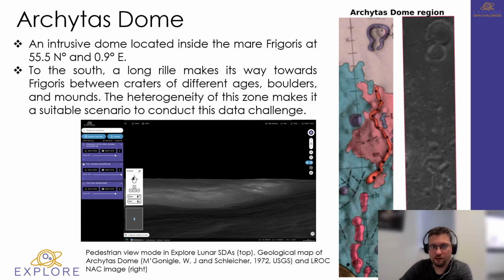So the main area of interest for our data challenge is the Aristarchus dome on the Moon. This dome is located in the Mare Frigoris. To the south of this dome, you'll see a long rail that connects several craters and boulders and mounds. Its heterogeneity makes this area very well adapted to this challenge.